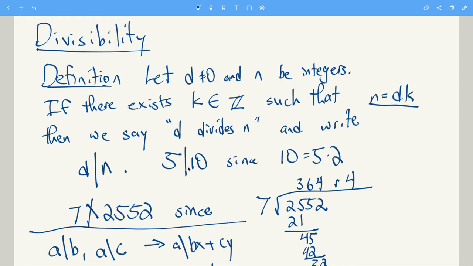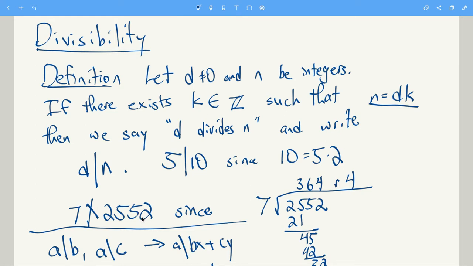Okay, for example, we read this like d divides n, and one example would be 5 divides 10. Our proof of that fact is just that 10 is 5 times 2. If we want to say that d does not divide n, we write the divide symbol with a stroke. So for example, 7 does not divide 2,552.